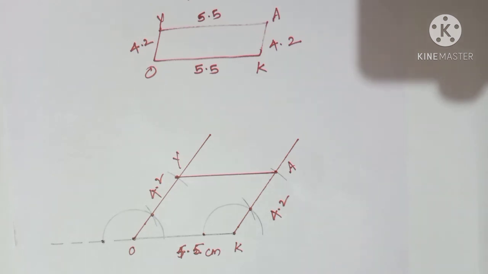So this is the last problem of chapter 4. We have completed all the problems. We have learned how to construct a quadrilateral. We have learned 4 methods and some special cases. What are the special cases? To construct a square, rhombus, and today we have seen how to construct a rectangle and a parallelogram.